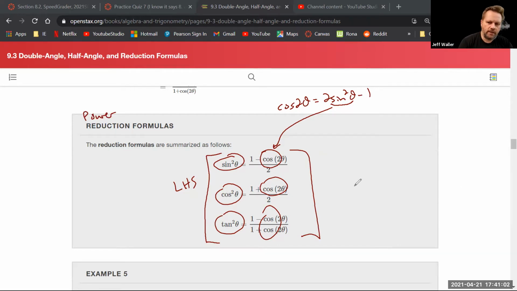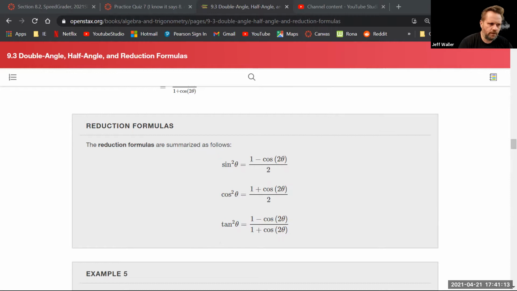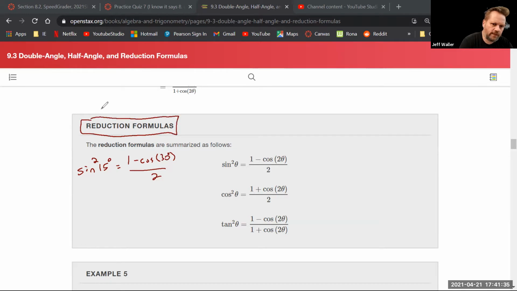So if I'm given sine squared of something, I can rewrite it like this. Let me clear all this away. So if I was asked to figure out sine squared of 15 degrees, that would become 1 minus cosine of what, over 2? 30. Okay. Now, to be honest, the reason I very often forget these is because they're sort of like midpoints between one thing and the half angle formulas.